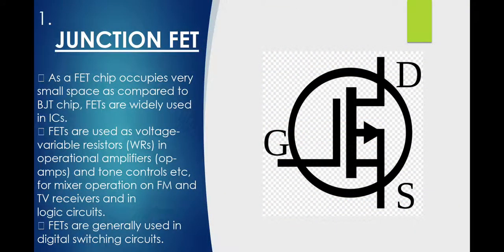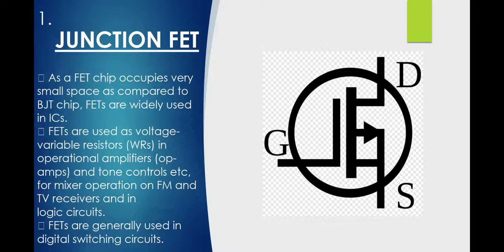See, this is a junction FET. As a FET chip occupies very little space compared to a BJT chip, FETs are widely used in ICs. What is the full form of IC? Integrated circuits. FETs are used as voltage variable resistors in operational amplifiers and tone control, etc., for mixer operation in FM and TV receivers, and in logic circuits.